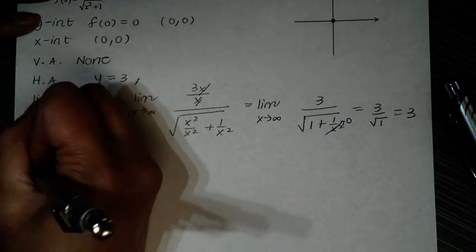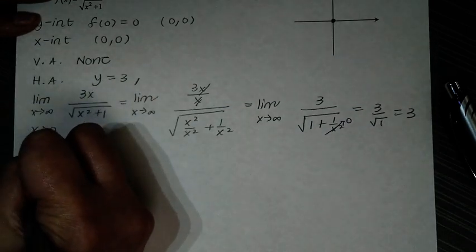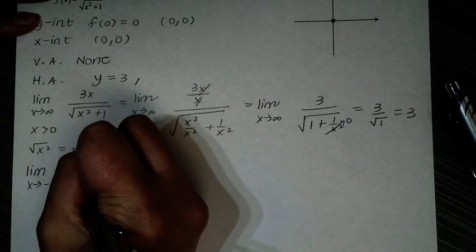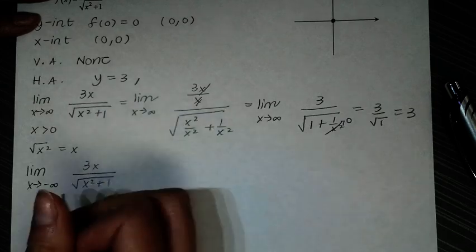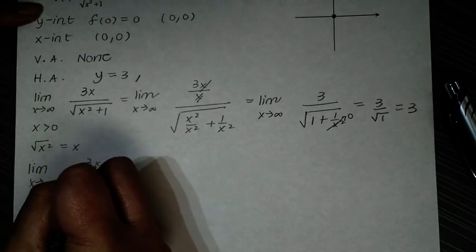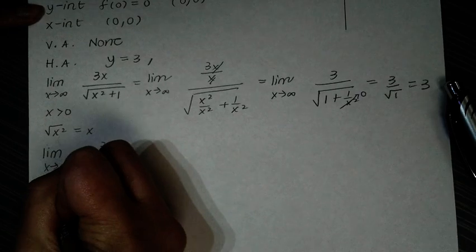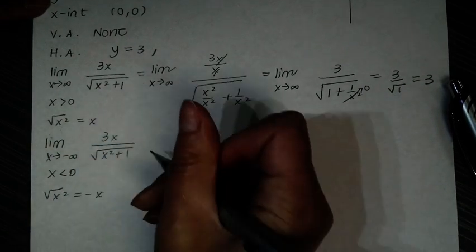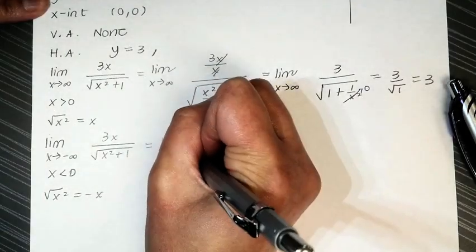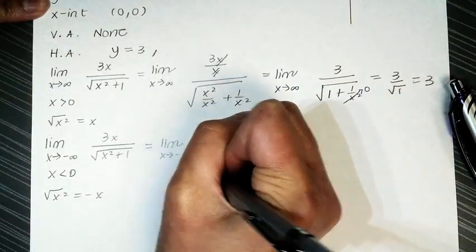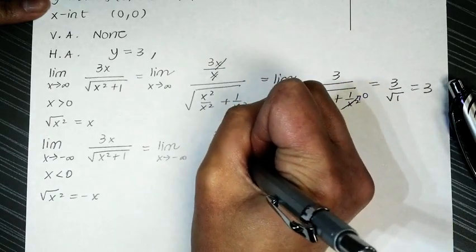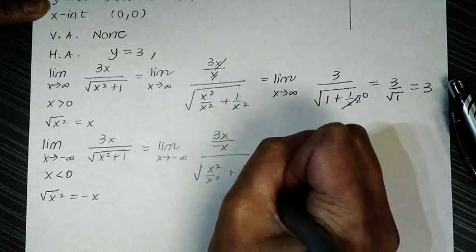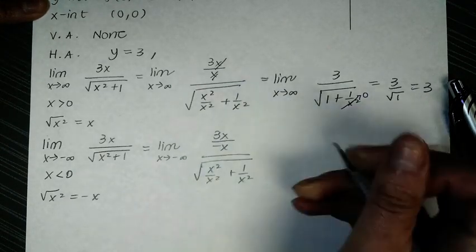So the other side is the limit as x approaches negative infinity. This is the same expression that you had before, nothing new. But here you are going to analyze when x is less than 0. When x is less than 0, you know that the square root of x squared is going to be equal to negative x. So this is going to be equal to the limit as x approaches negative infinity of 3x divided by negative x, divided by the square root of x squared plus 1, divided by x squared, everything inside the square root.